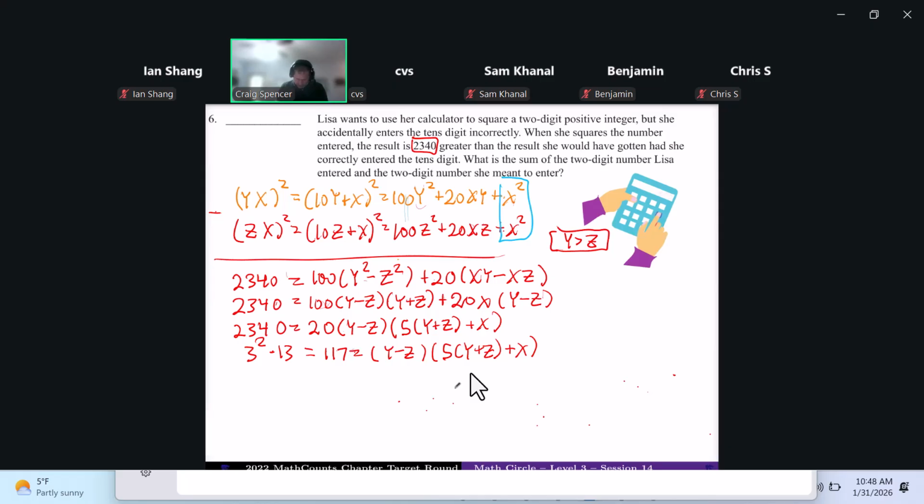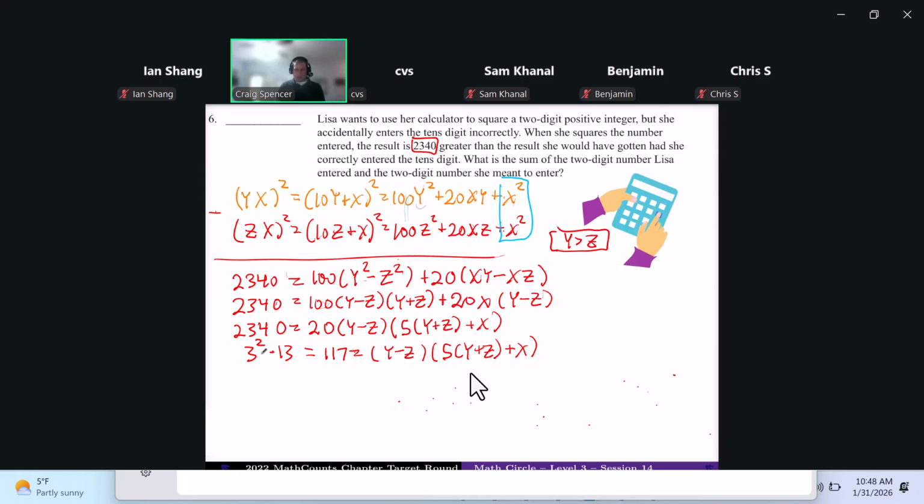What we see here is that on the right, this y minus z and this 5 times y plus z plus x, these two numbers need to contain two threes and a 13 when I do this. One thing I note is y and z are digits, numbers between 0 and 9. And actually, these are two-digit positive numbers, so y and z are numbers between 1 and 9.